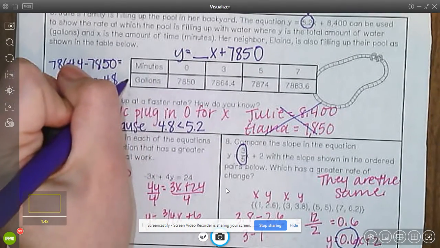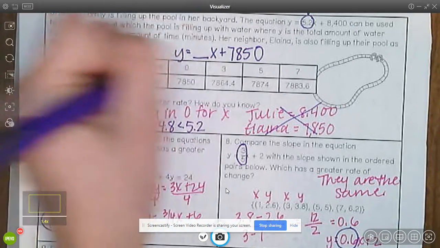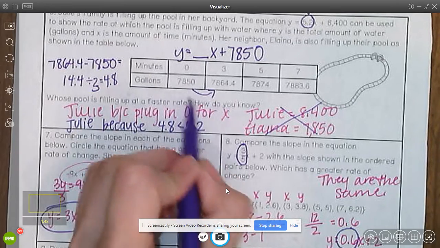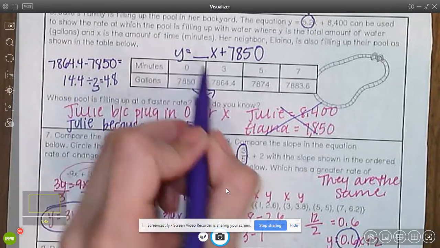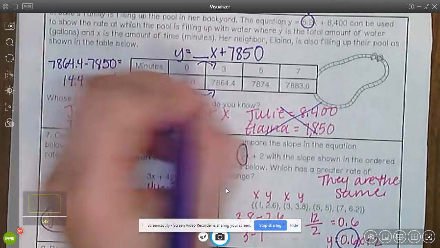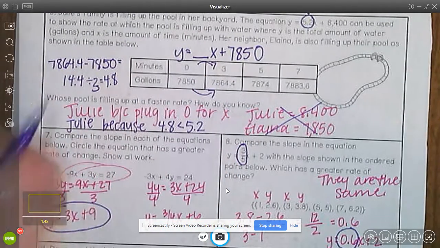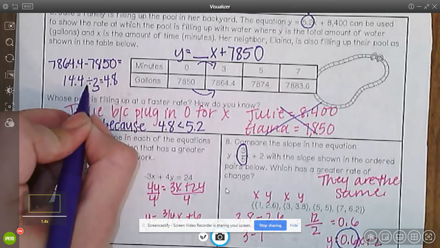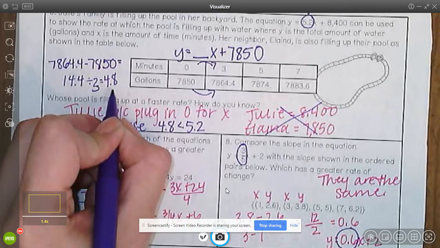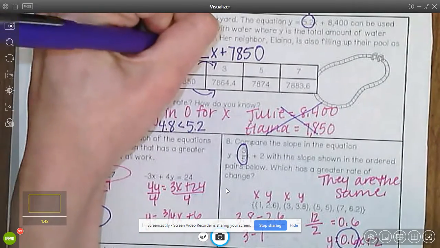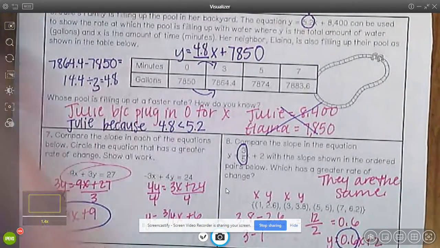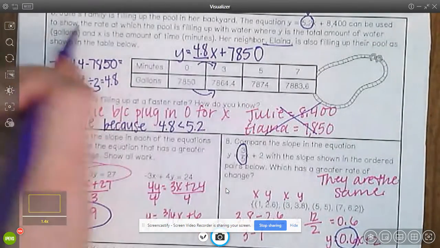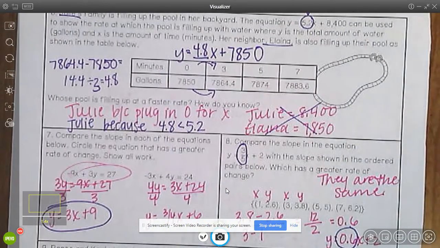Well, if we think of this as our y and this as our x, I know that the amount of difference in the water here is 14.4 gallons after 3 minutes. Well, this value needs to be the gallons per 1 minute. So if it's 14.4 after 3 minutes, I can do 14.4 divided by 3 to get that it's 4.8 gallons per 1 minute. So my m value is 4.8. So for Elena, it's 4.8 gallons per minute, and for Julie, it's 5.2 gallons per minute.